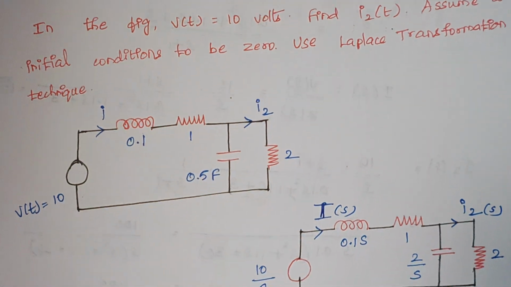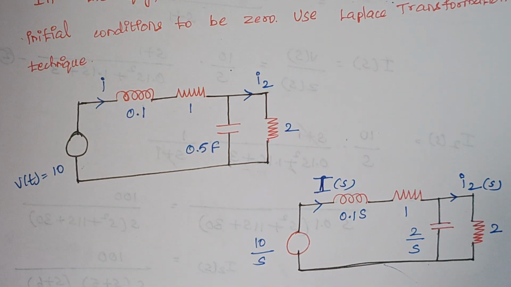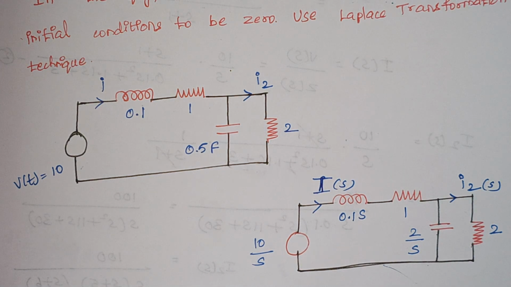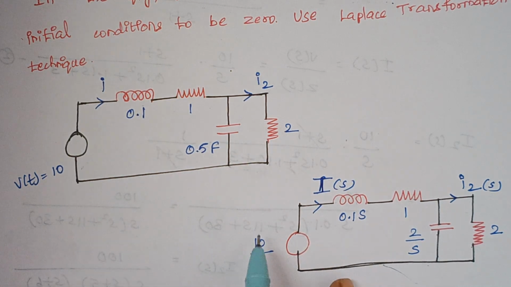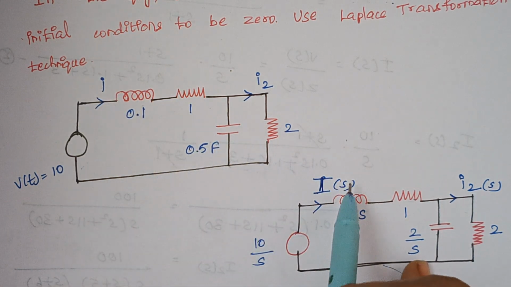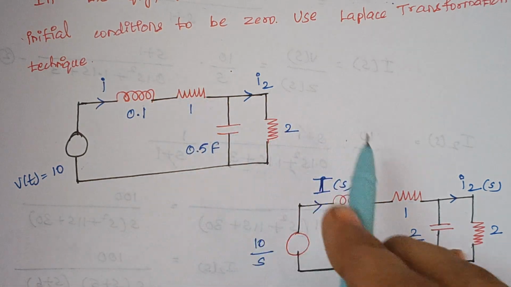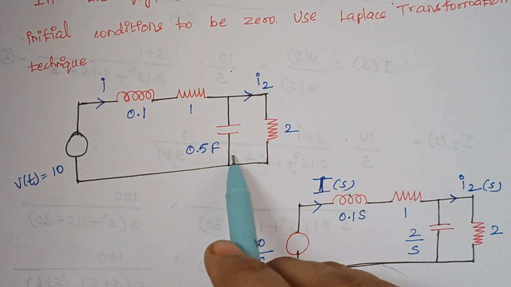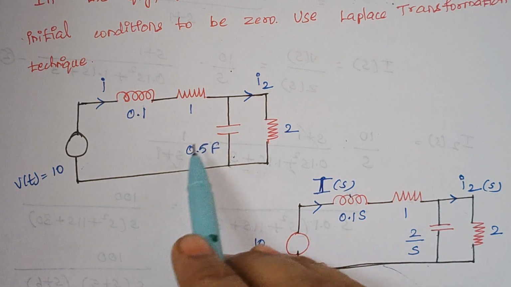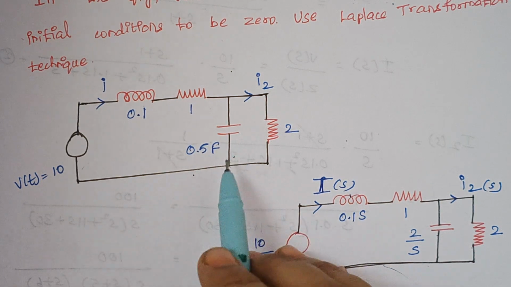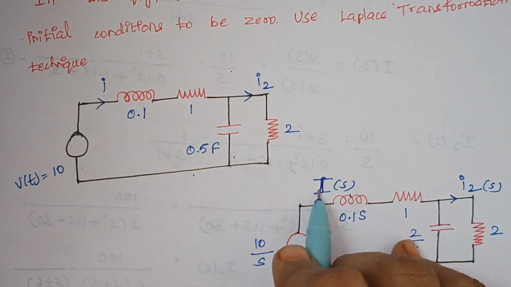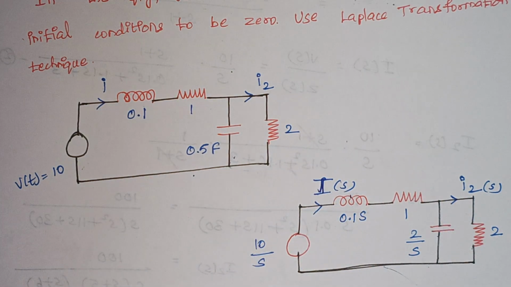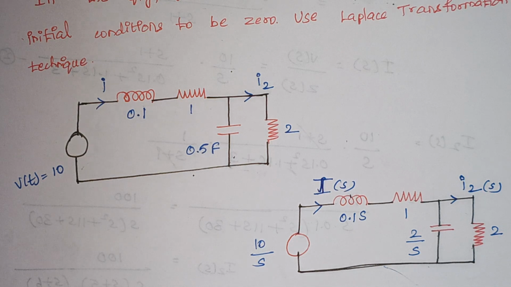So the first step is I am writing all the parameters in S domain. That is, I have taken Laplace transformation for all the elements which are present here. So 10 becomes 10 by S, 0.1 becomes 0.1 S. For resistors, they always remain the same. And for the capacitors, it is 1 divided by 0.5 S. That is 1 divided by 0.5 is 2, therefore 2 by S. And here I becomes I of S and I2 becomes I2 of S. Right, so this is your first step.